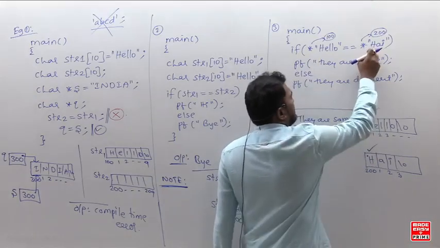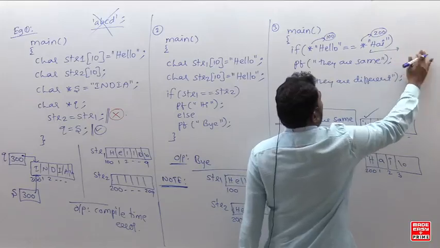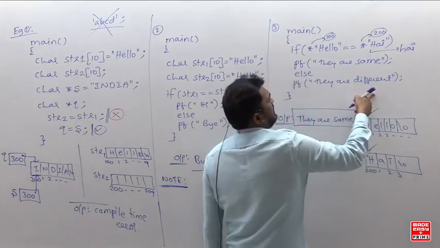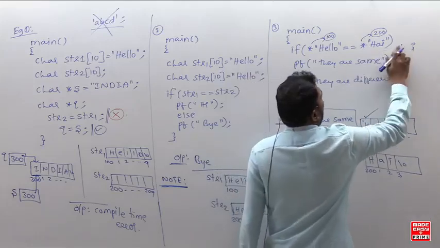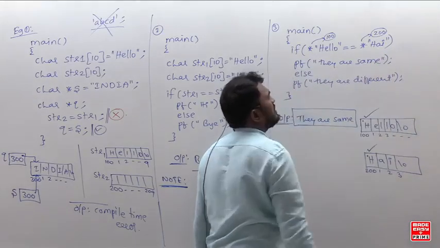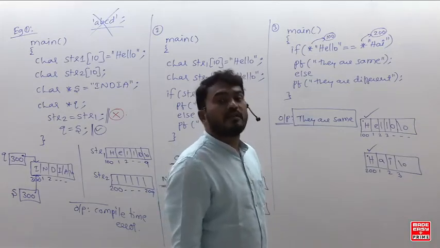In case this is having a small h, let's say you are having a small HAI, then the output will be what? They are different. So both are having the same capital H as a first letter. So then the output will come as what? They are same. Output will come, they are same. Is that clear for everyone?